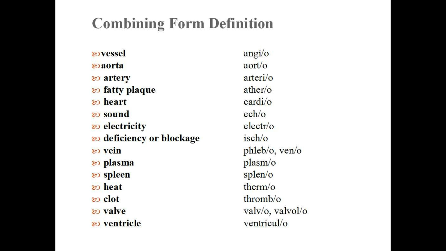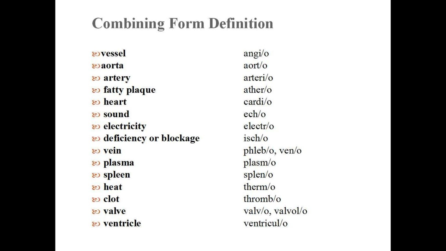So the thrombocytes help in the clotting process. It makes sense. And cyte is a word for cell. So it's a cell that helps in clotting. Thrombocyte or platelets. Valve, we have valvulo or valvo. And for the ventricle, we have ventriculo.